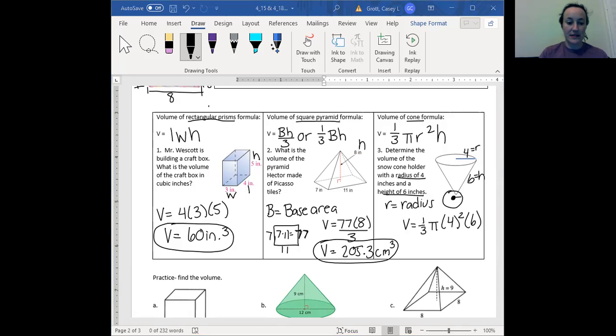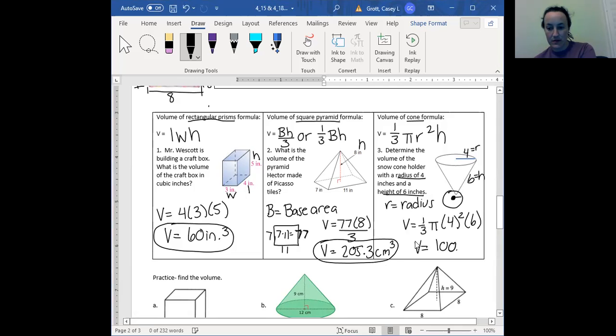And so I'm going to go back to Desmos and type this in: 1/3. Notice I've got to hit the arrow button over. After I type my 3, if I start typing, it's with the 3. We don't want that. So make sure you hit that arrow button over. There is a pi symbol. So 1/3 pi 4 squared times 6 is going to be 100.53 inches cubed.